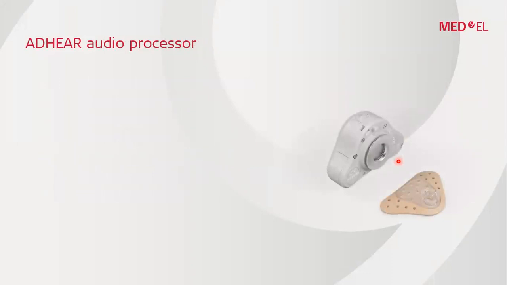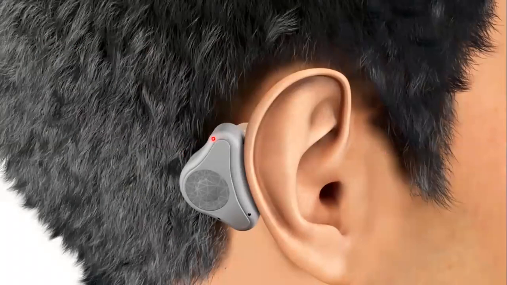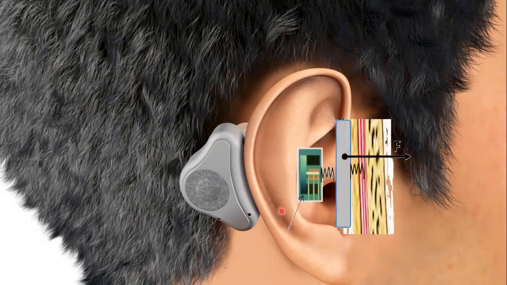So now let's talk about the audio processor itself. It snaps to the adhesive adapter via this snap connector. It looks like this, and it should not be touching the ear pinna. As already mentioned, it's a completely different concept. It does not rely on pressure on the skin of the patient, but it relies on suspension. So it should be completely free to vibrate and transmit the vibrations to the adhesive adapter.